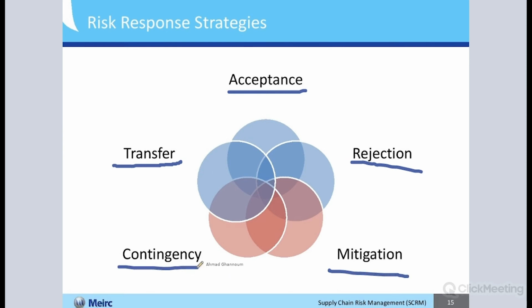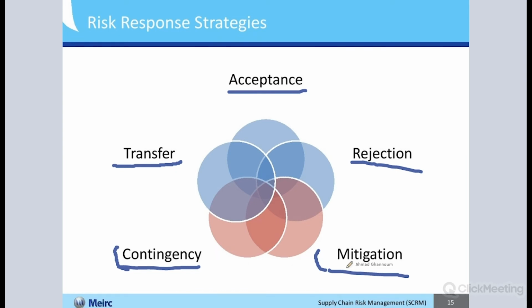Mitigation and contingency are the other 2 we're going to talk about. So mitigation means, most times, not all the time, but most times, what are the things I can do to actually reduce the probability of the risk event getting realized. Contingency is what are the things that I can do to reduce the impact of the risk if it happens.